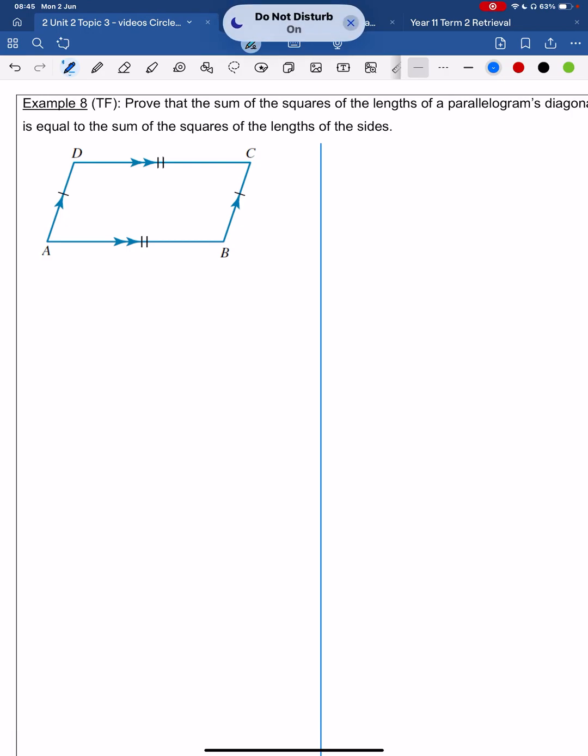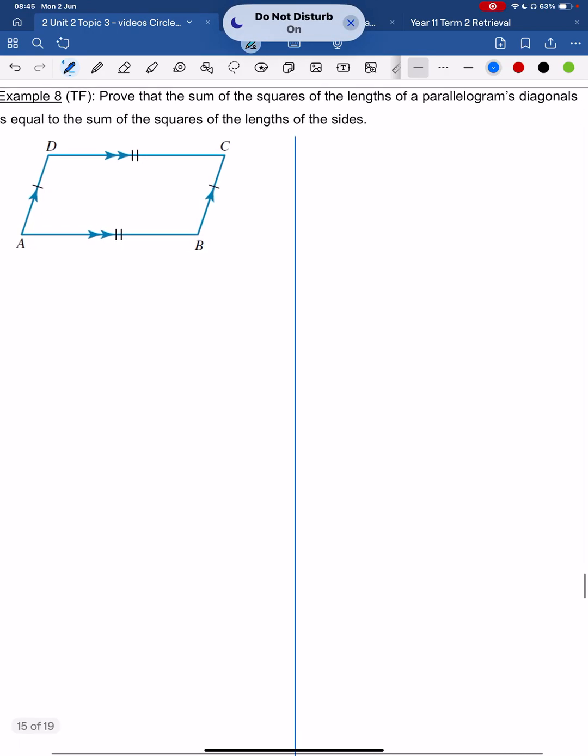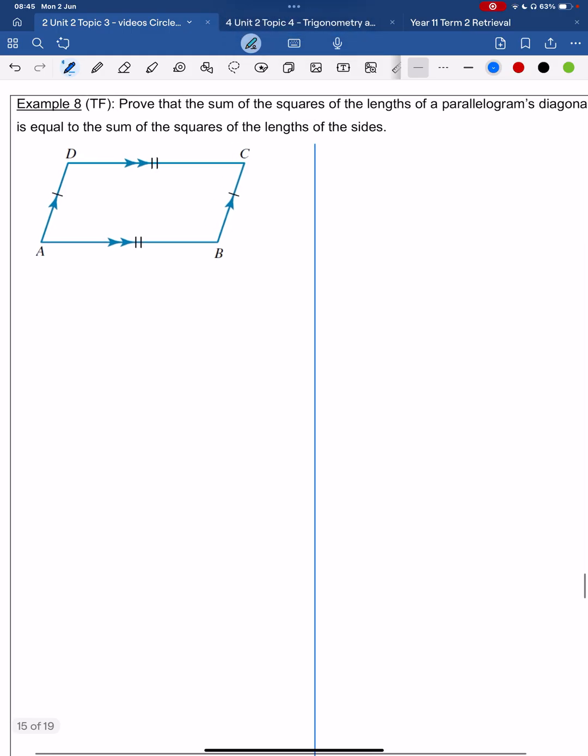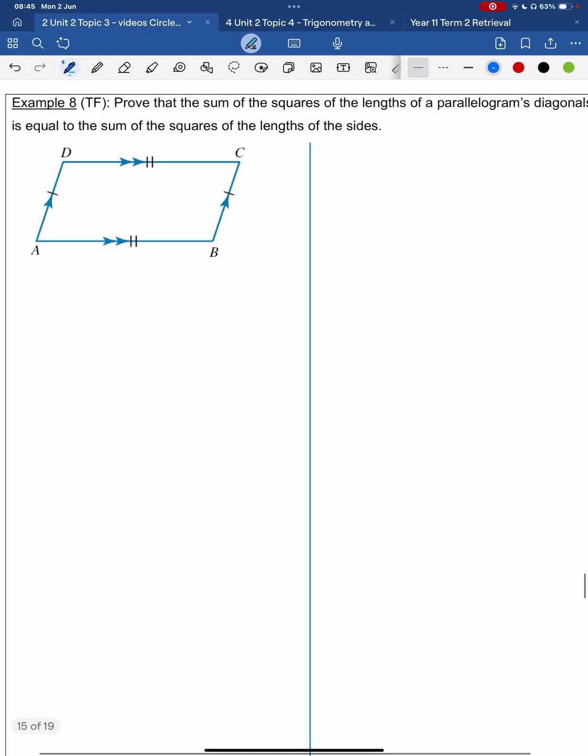Right, here we're going to prove that the sum of the squares of the lengths of a parallelogram's diagonals is equal to the sum of the squares of the lengths of the sides, and we're going to use vector methods for that. Now that's a real mouthful, but what we're saying is if I add the square of the length, so the magnitude of AC and DB to each other, they will be equal to the sum of the squares of the lengths of all of the sides.